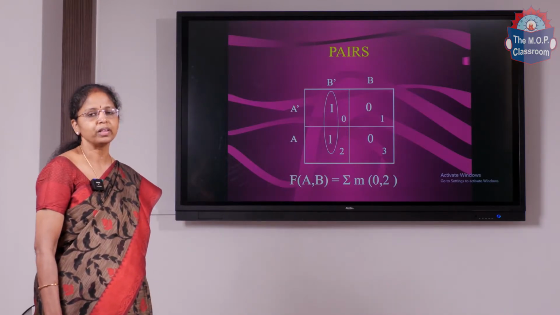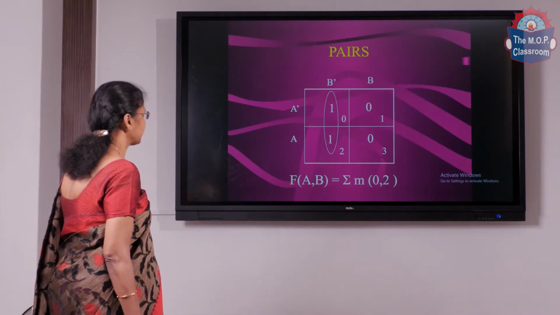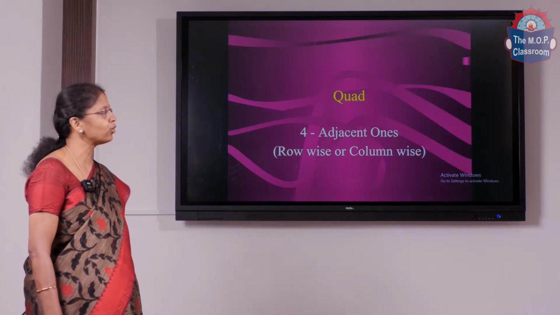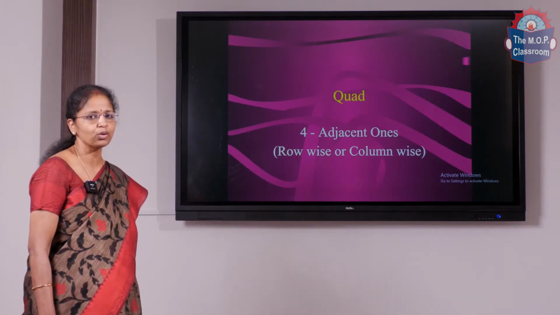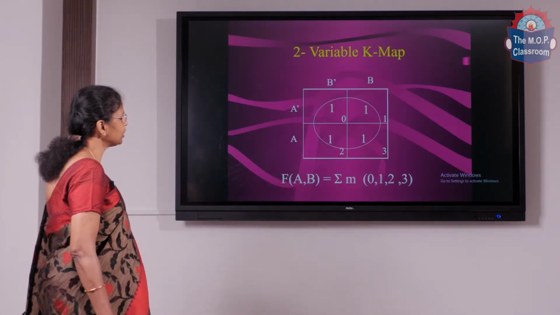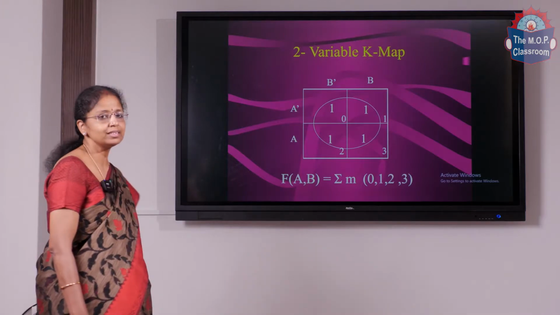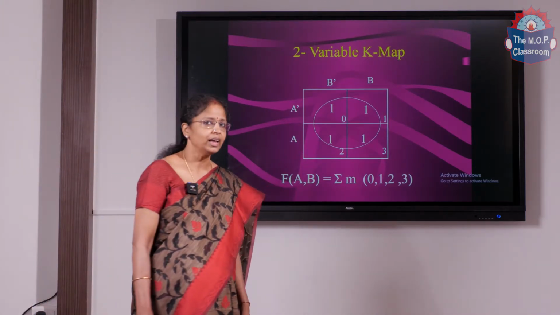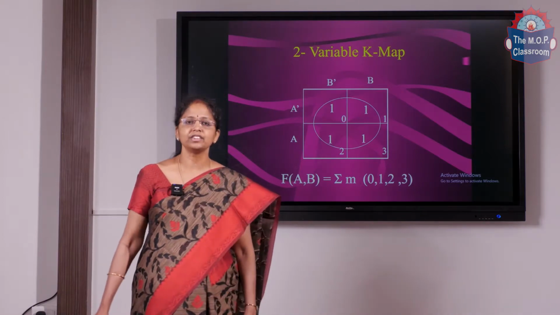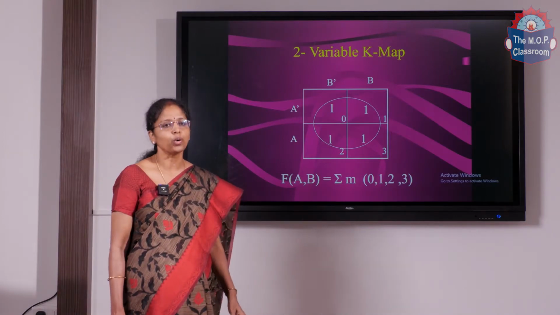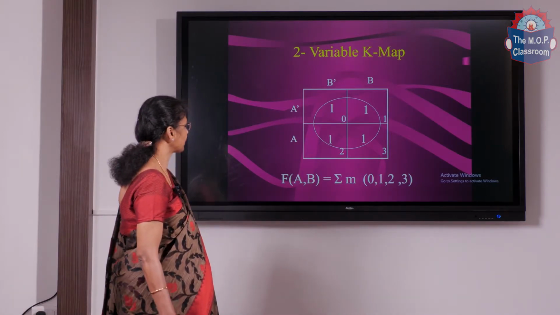So, I can group them and make it as a pair. Okay. Next, we will see how to form a quad with 4 adjacent ones. Again, it can be row wise or column wise. So, this is again we are taking the 2 variable K-map. Now, all the cells are filled with 1. So, all the ones are adjacent to each other. So, we are grouping it as a quad.